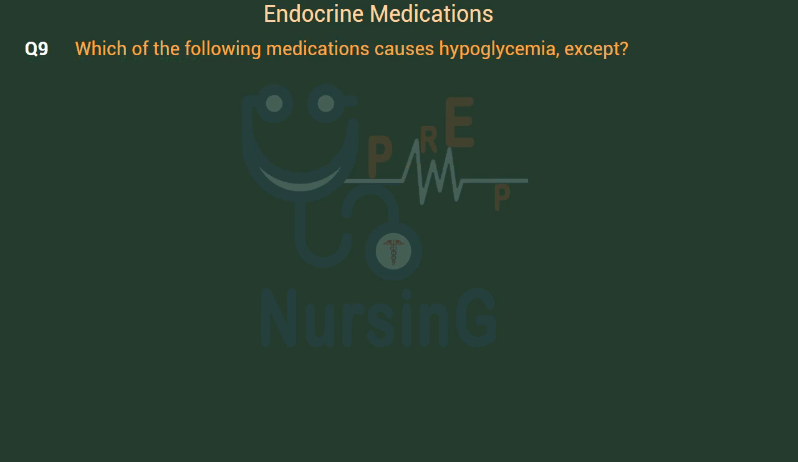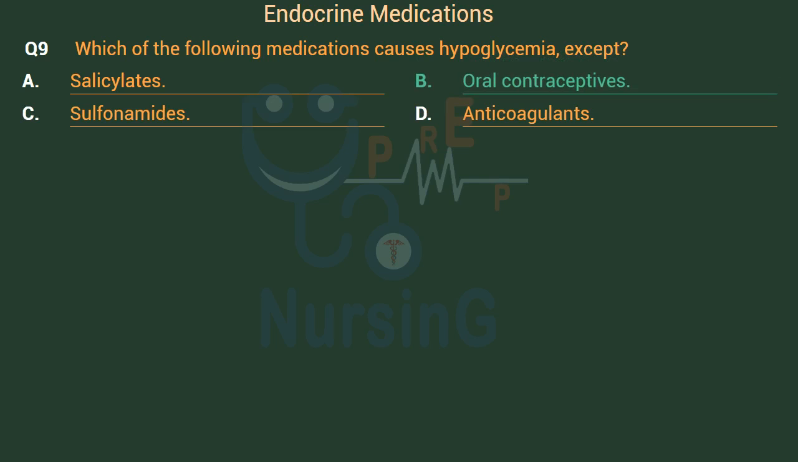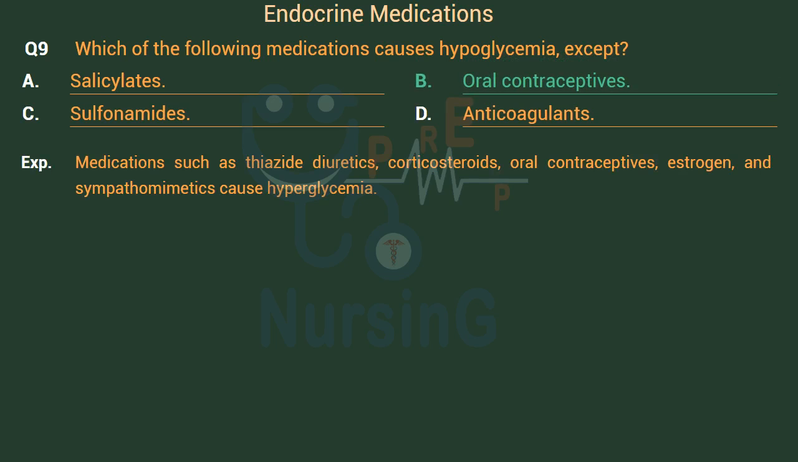Which of the following medications causes hypoglycemia, except: Option A. Salicylates. Option B. Oral contraceptives. Option C. Sulfonamides. Option D. Anticoagulants. Right answer is Option B. Oral contraceptives. Medications such as thiazide diuretics, corticosteroids, oral contraceptives, estrogen, and sympathomimetics cause hyperglycemia.